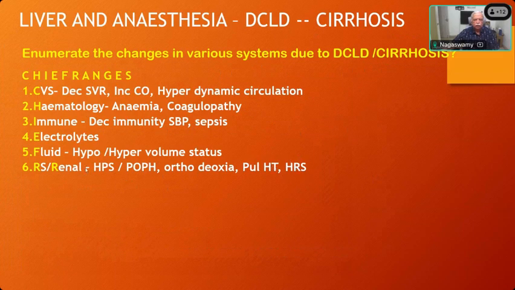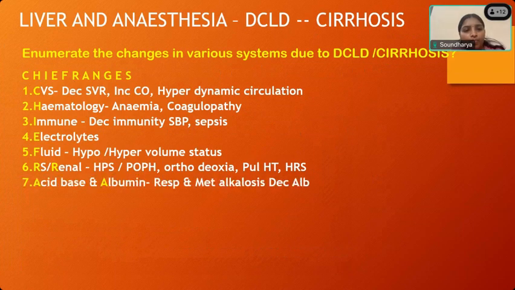So the first four are for the respiratory system. The last one is for the renal system. So what about A? Acid-base balance and albumin. There is a decrease in albumin. What is the importance of albumin in patients with cirrhosis? The liver is the only site of production of albumin in the body.